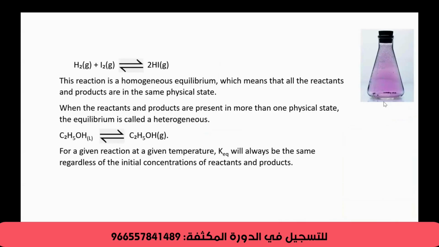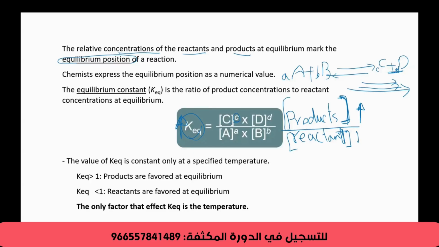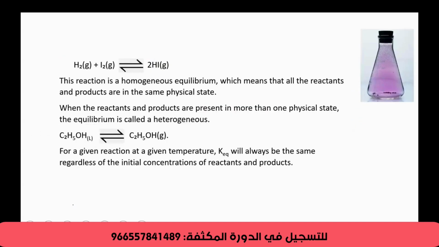Okay, new easy terms. What is homogeneous equilibrium? What is heterogeneous equilibrium? Imagine if you have two gases in a container. I have hydrogen gas and iodine gas. Both of them are gases. When I make the product, it is also a gas. They will go back and forth until they reach the dynamic equilibrium. As you can see, the product is gas and the reactants are gases, which means that all of them are in the same physical state. We will call this equilibrium homogeneous.